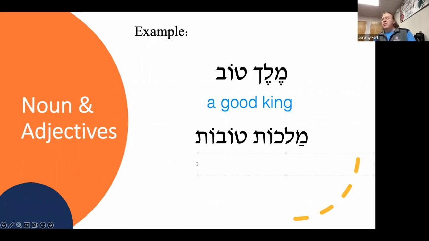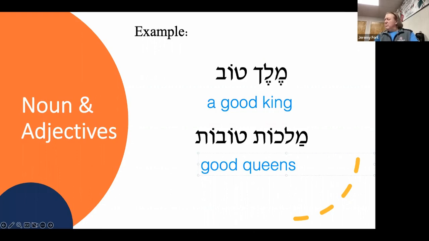And Robin, do you feel up to it? All right, go ahead and read it. You got it. Malchot tovot. And what is a malchot tovot? That would be good queens. Perfect. You got it.